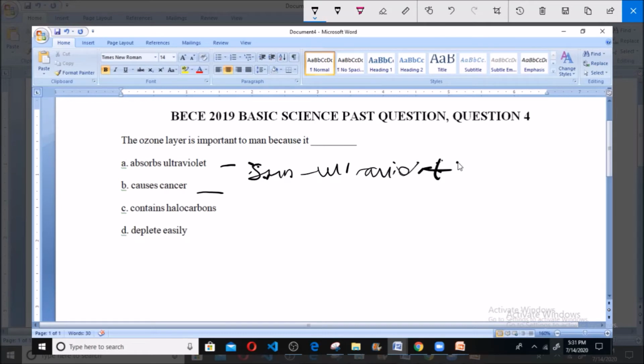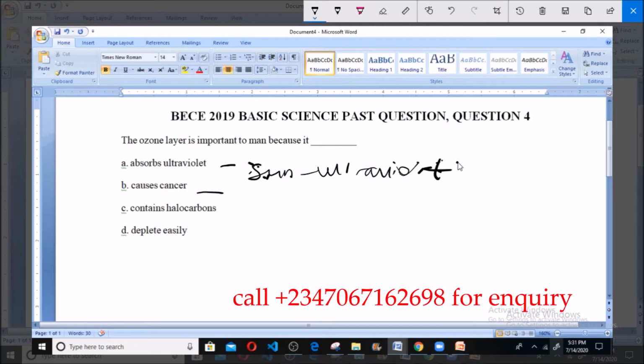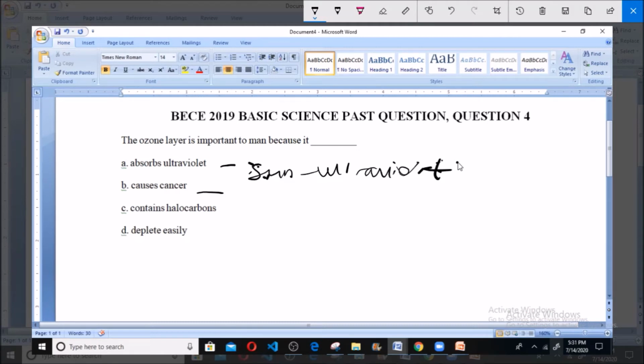Then B says causes cancer. No, ozone layer does not cause cancer because it absorbs all these rays that have a tendency to cause cancer in humans. These cancers are like tumors. They grow in different parts of humans and then cause havoc.